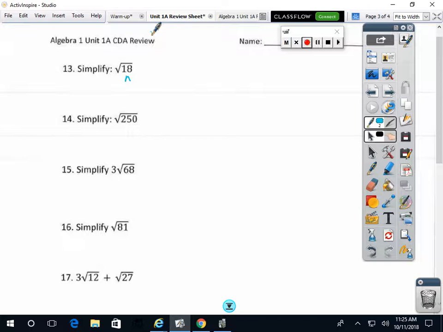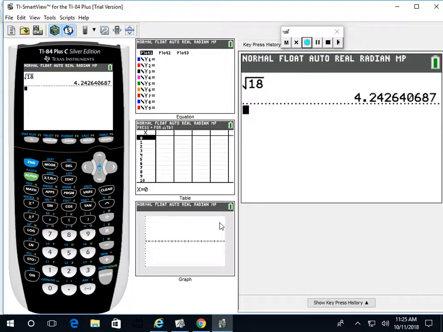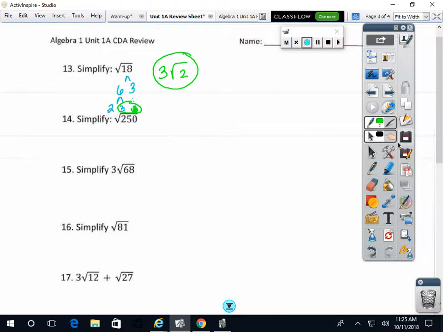What are factors of 18? Either could be used. 6 will break down into a 2 and a 3. And then this 3 is prime, so it just drops down. Once you have all prime numbers, you circle any pairs, kill one of them, kick the other one out, and anything not circled goes back inside. Then you check your answer by typing it in. 3 square roots of 2 is the exact same thing as the square root of 18, so I know I did it right.